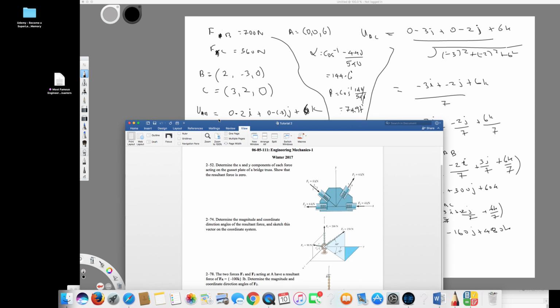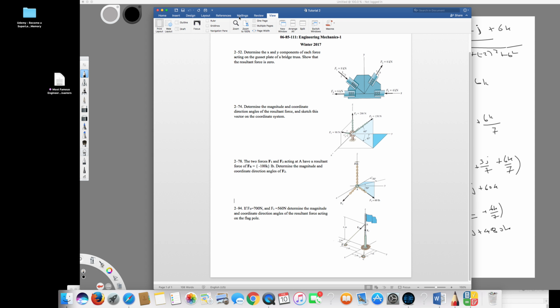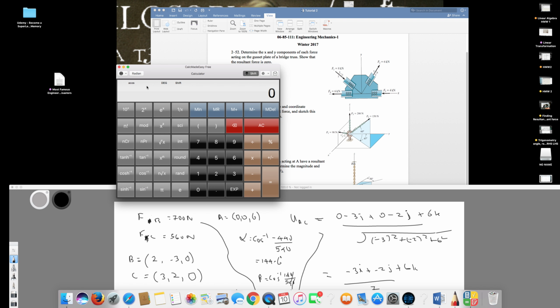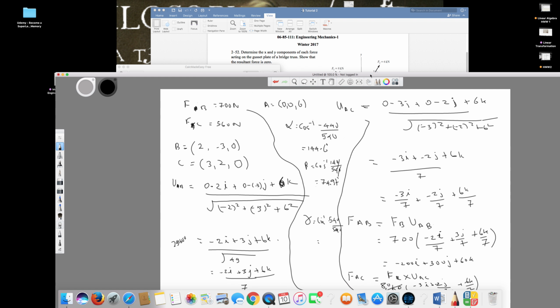So the resultant force lies entirely along the k component. So this is our final answer: alpha is 144.6 degrees, beta is 74.97 degrees, and gamma is 0 degrees.